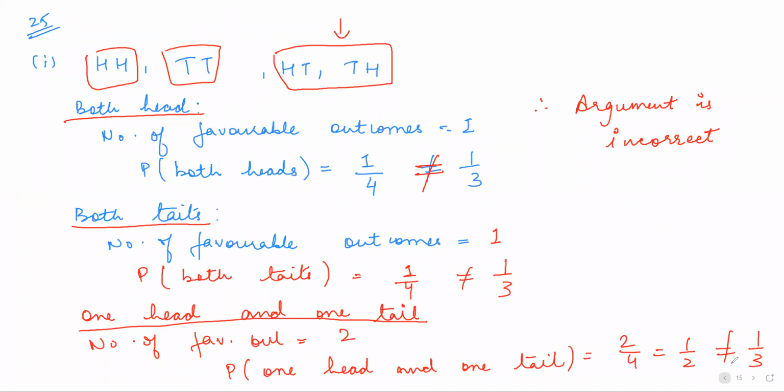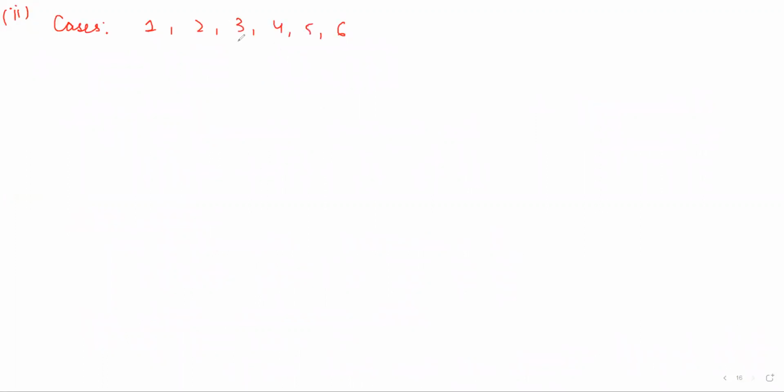Now, the second part. If a die is thrown, there are two possible outcomes. First of all, what are the cases if a die is thrown? So you get 1, 2, 3, 4, 5, and 6. Right, so I'm throwing a die. These are the possible cases which can occur. So only one die, right? So either I get 1, 2, 3, 4, 5, or 6.